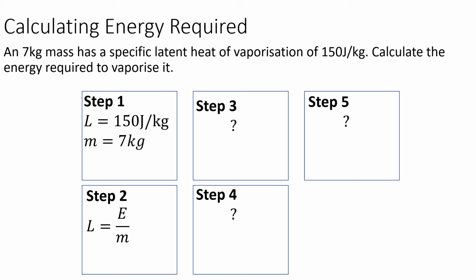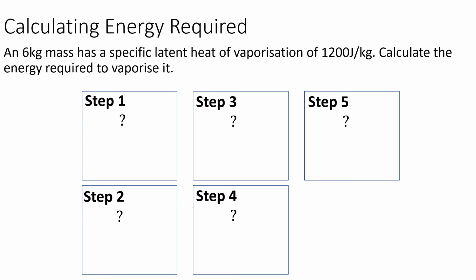Step 1, write down what you know. Step 2, write the equation. Step 3, substitute in the numbers. Step 4, make E the subject of the formula. And step 5, give your answer with correct units. Copy down the steps shown and complete the rest. A 6 kilogram mass has a specific latent heat of vaporization of 1,200 joules per kilogram. Calculate the energy required to vaporize it. Complete steps 1 to 5 yourselves.